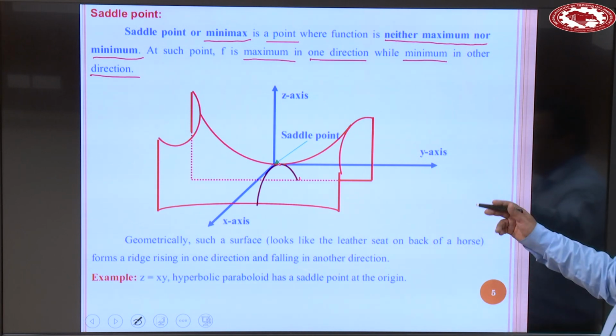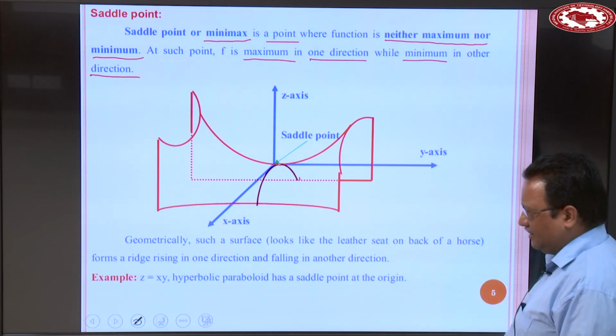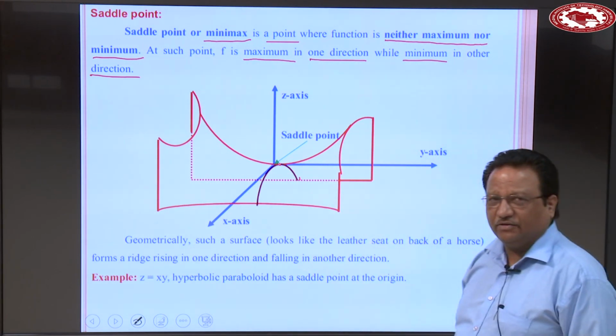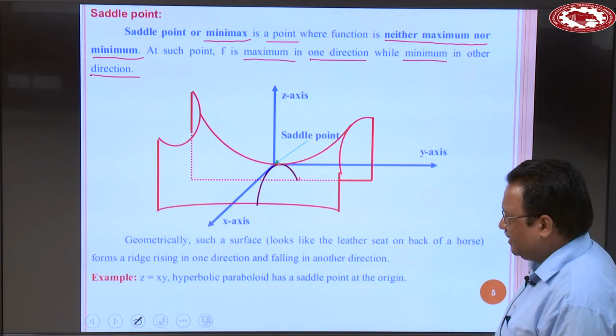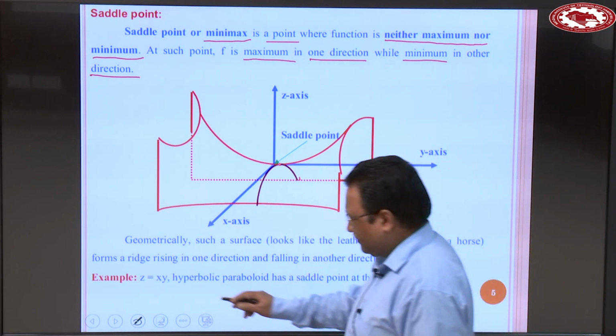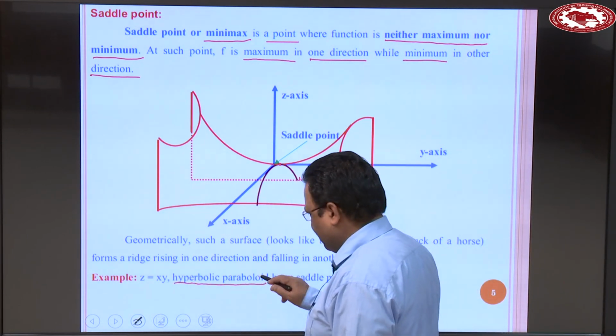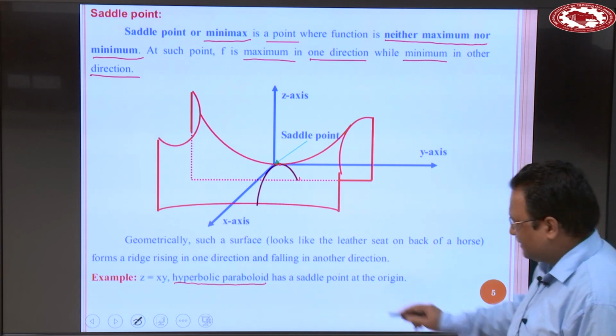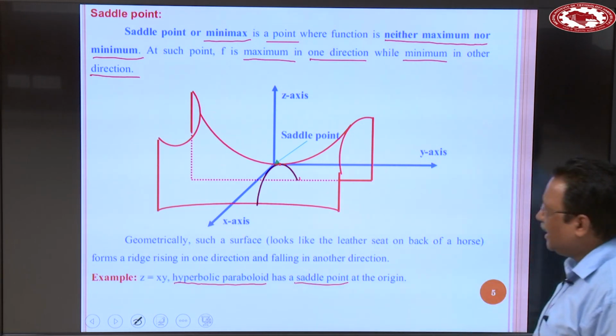An example where a saddle point exists is z equals xy, a hyperbolic paraboloid. The name of this surface is hyperbolic paraboloid. Now, this surface has a saddle point at the origin.